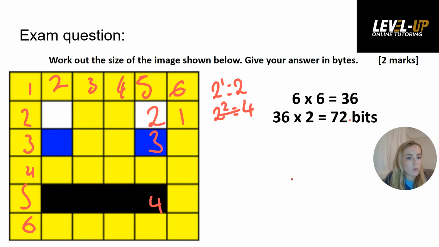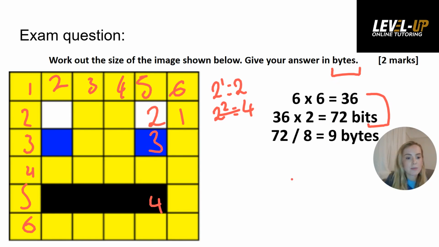Now, we would get 1 mark for this being correct. However, our final mark we are only going to access if we give our answer in bytes. So how many bits in a byte again? Yes, it is 8. So 72 divided by 8 is 9 bytes.